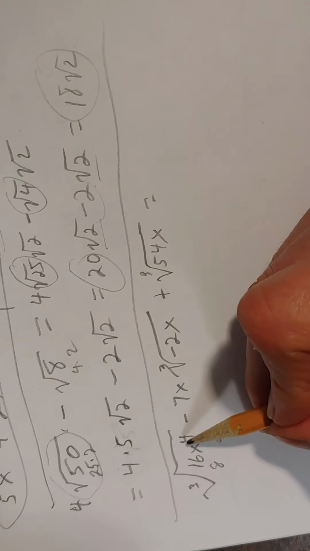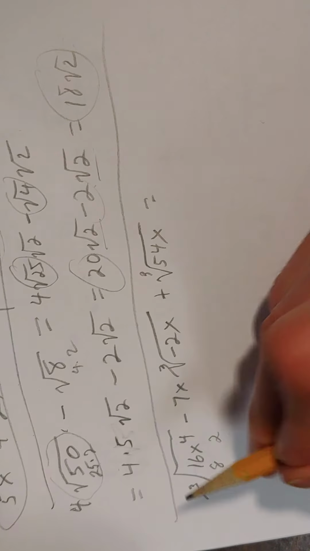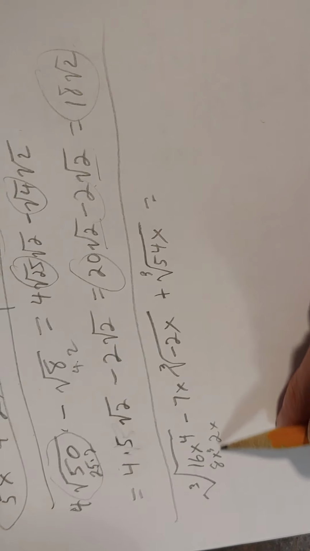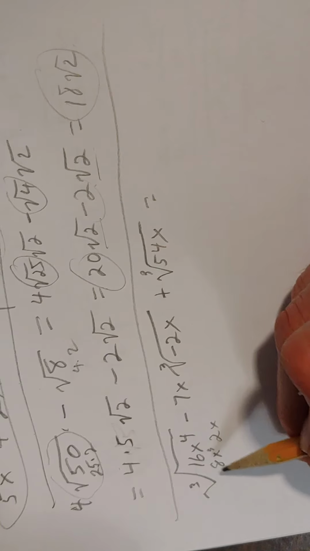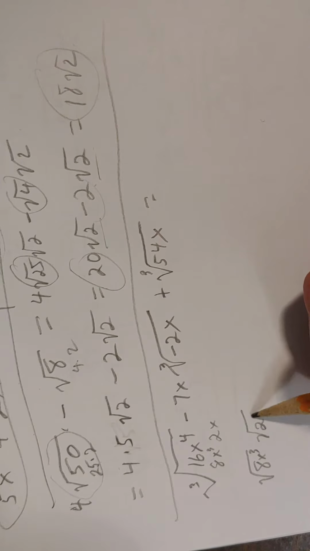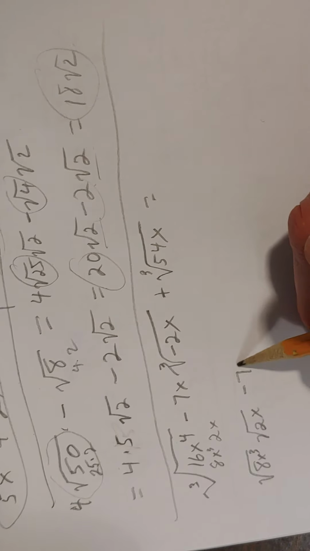X to the fourth is not a perfect cube, but there's a perfect cube in there because the exponent is bigger than or equal to the index. So I'll write x to the 4 as x cubed times x and take the cube root of each one of those. So this becomes the cube root of 8x cubed times the cube root of 2x, minus 7x.